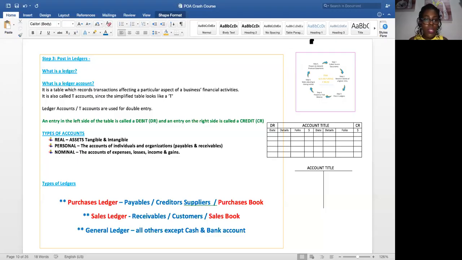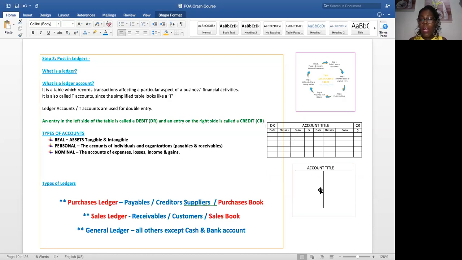Okay? All right. What is a ledger and what is a ledger account, right? So these words sound so fancy, but a ledger account is a table which records transactions affecting a particular aspect of a business's financial activities. It's also called a T account. Why? Because the simplified table looks like a T. So a ledger account is a table which records transactions affecting one particular part. So in one table, you would have all the rent information.